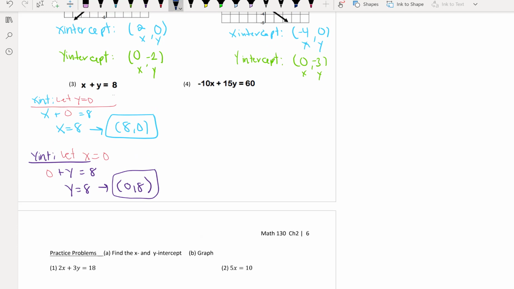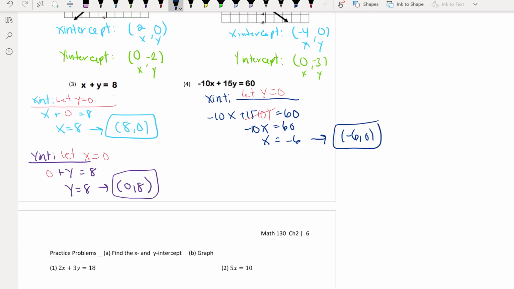Now for number 4, exact same process. I am going to have to find my x-intercept. So I know that I'm going to have to let my y equal 0. So I am going to have -10x plus 15, and that y value is 0, is equal to 60. But 0 times anything is just 0. So I have -10x is equal to 60. So 60 divided by -10 gives you -6. So your x-intercept would be -6, 0.